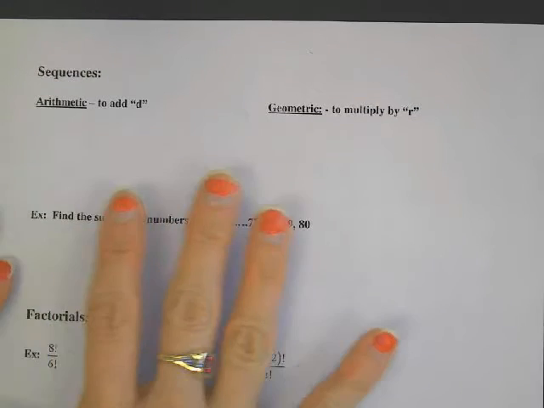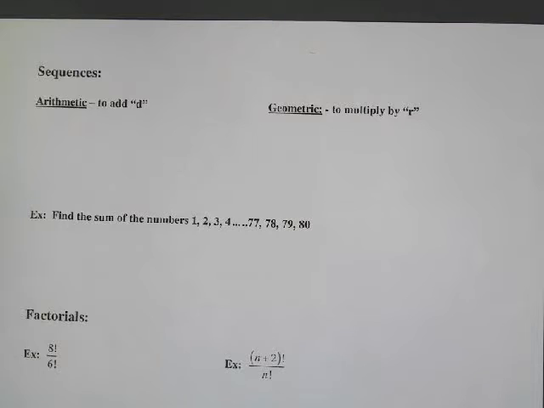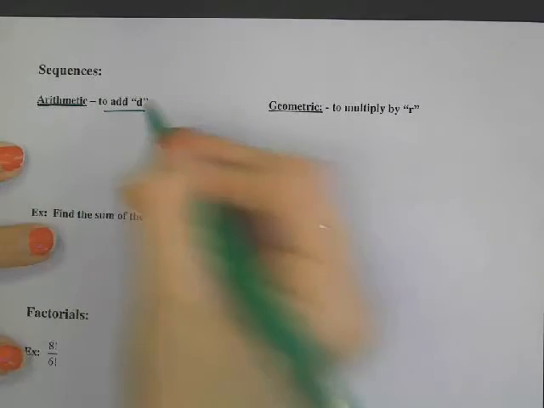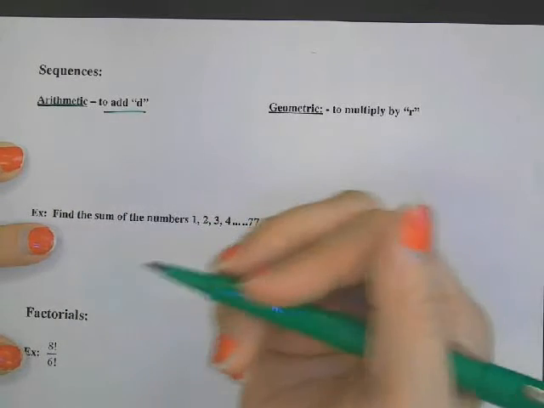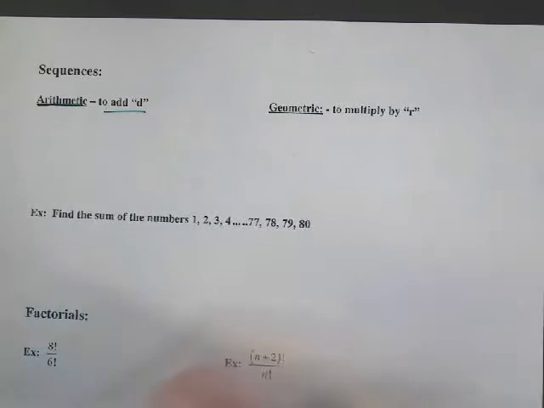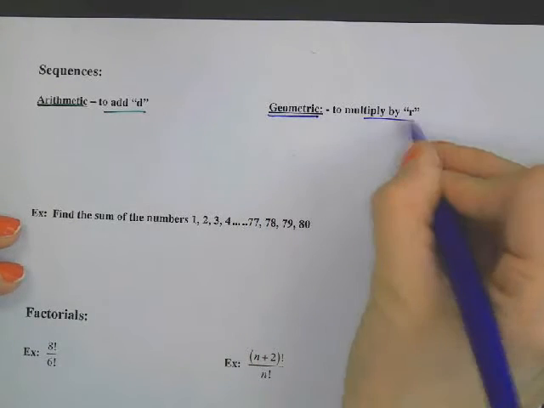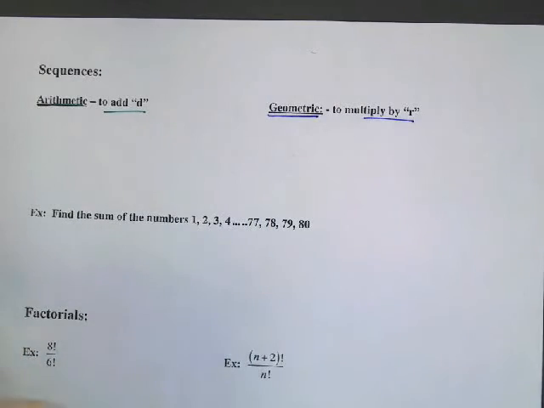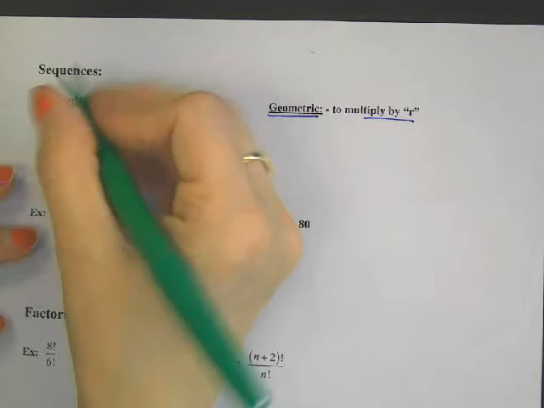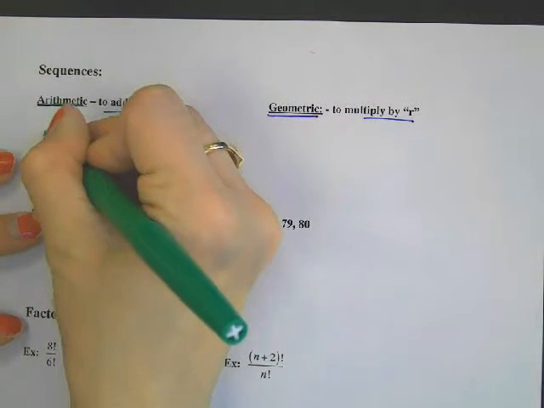Okay, what are some other things? We're going to do a chapter on sequences and series, but we haven't gotten to it yet, so let's just give you what you need to get by. Whenever they say arithmetic, that means to add d. And whenever they say geometric, that means to multiply, and they always use an r. Okay, for example, you have an a.